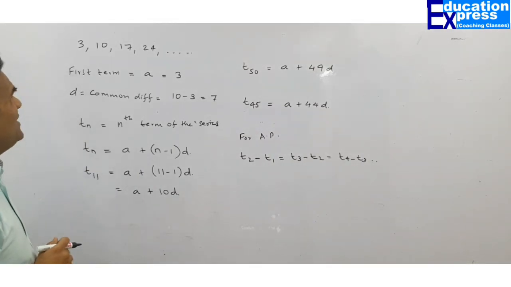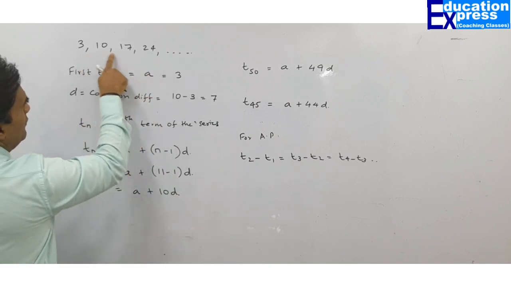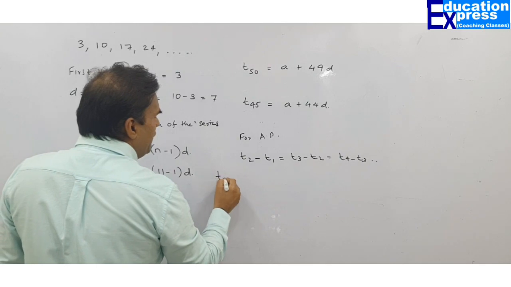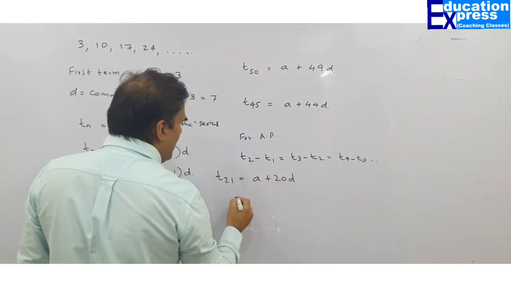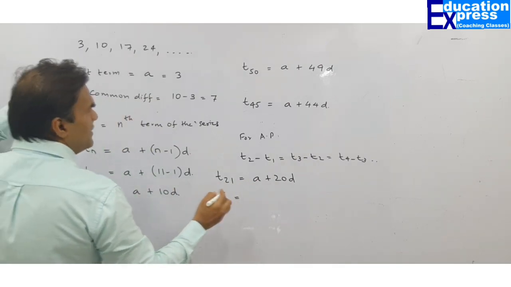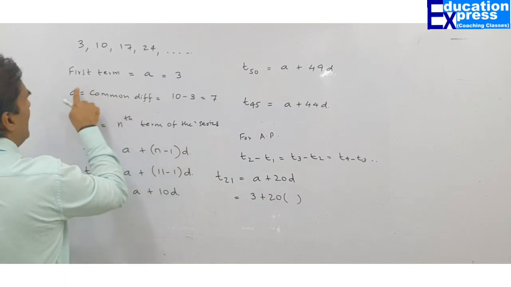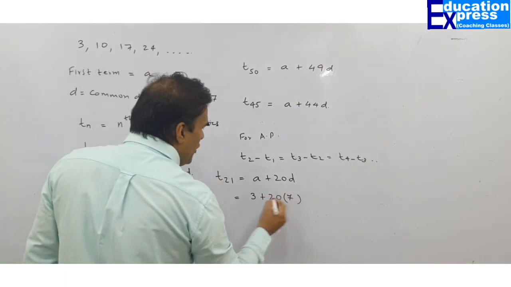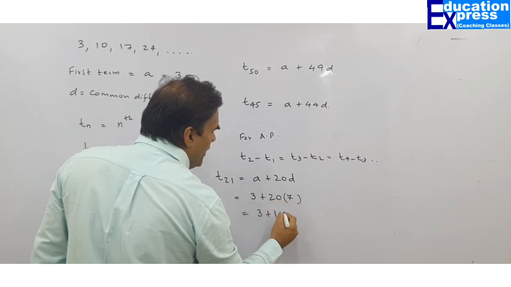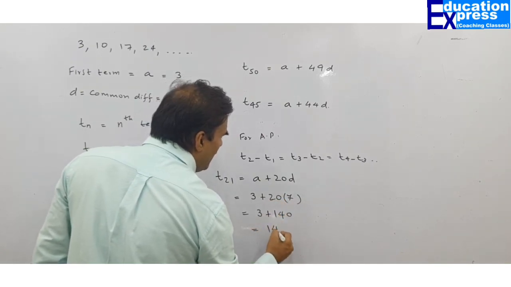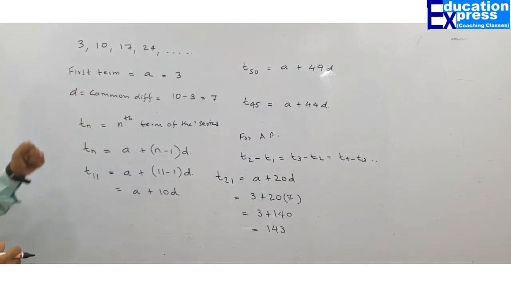Now as far as this series goes, let us say I am interested in finding out the 21st term of this series. So the 21st term would be a plus 20d. What is the value of a? 3 plus 20 into, what is the value of d? 7. So automatically we get 3 plus 7 2s are 14, so 143 is the 21st term of this AP.